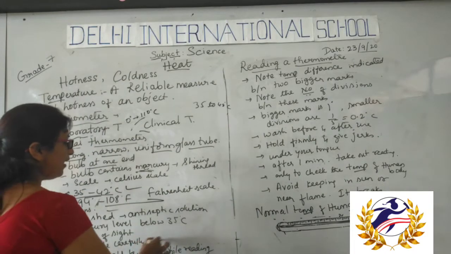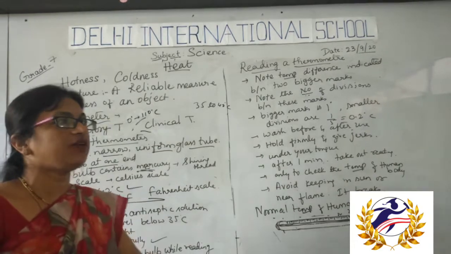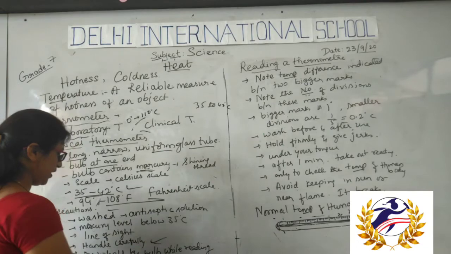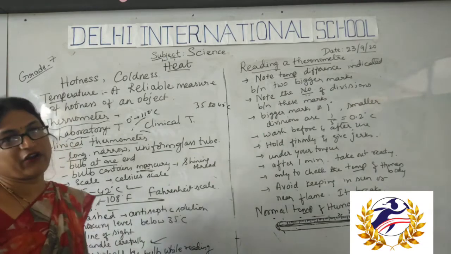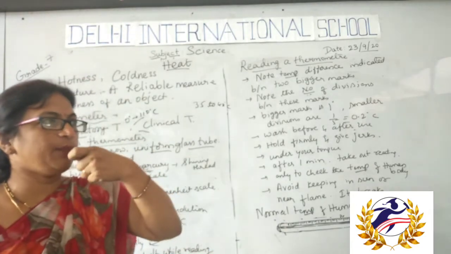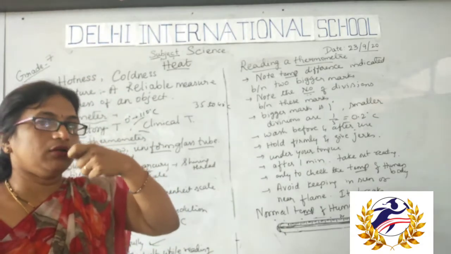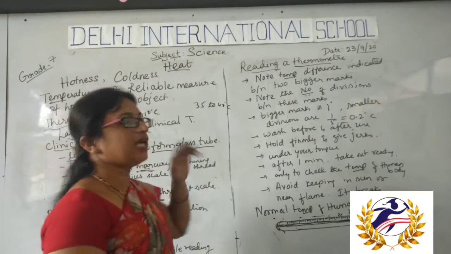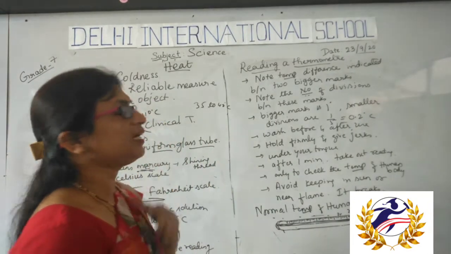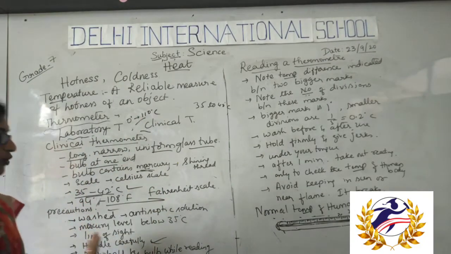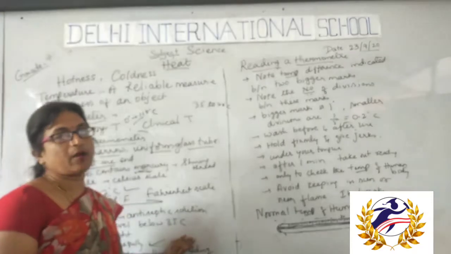You should handle it carefully because if you touch it with any hard object, it may break. So don't hold it by the bulb while reading. The bulb that is kept under the tongue should not be held again by your hand. The other hand should be used to read the temperature. So these are the precautions we have to take when using the clinical thermometer.